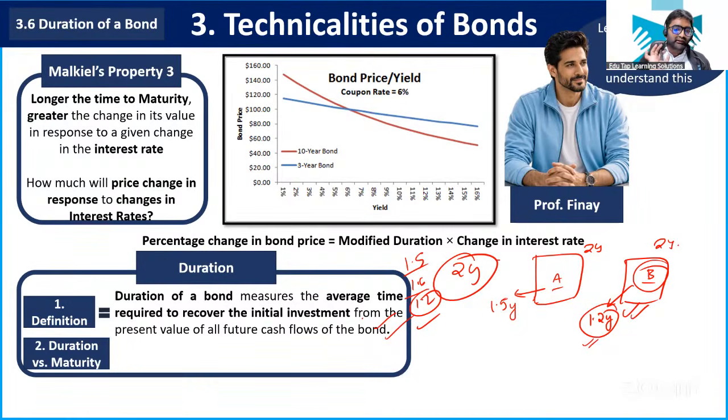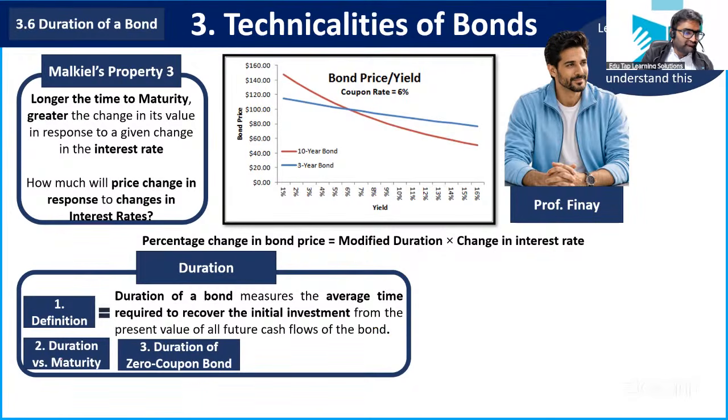While if you want to get a direct relationship from duration, we have to go to modified duration and then we'll calculate the direct relationship. Now, what is the duration of a zero coupon bond? Can anyone tell me? In a zero coupon bond there are no intermediate cash flows. So what is the duration equal to?